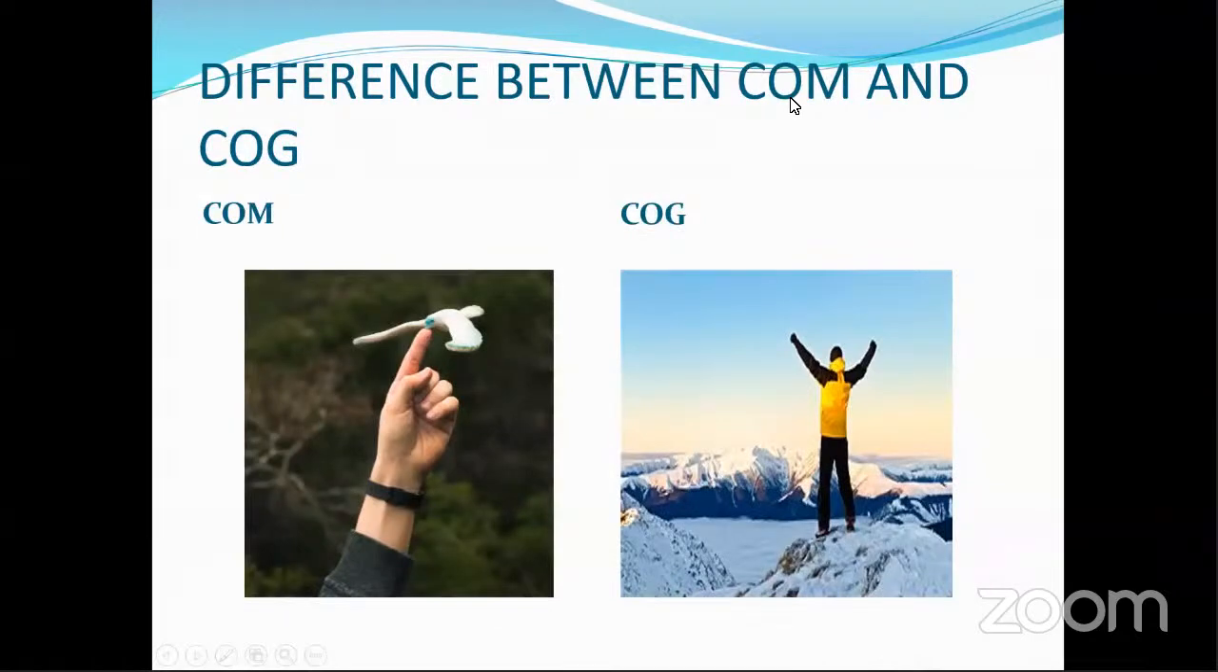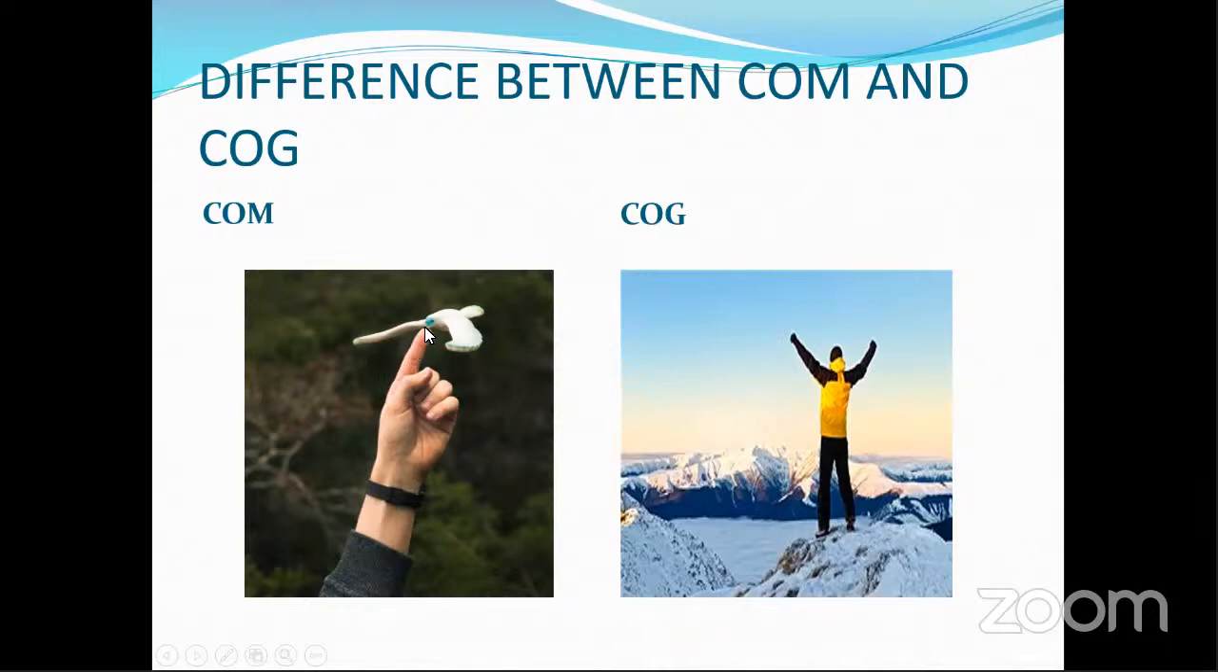Then you would have come across two words, namely center of mass and center of gravity. But there is a difference, because center of mass is that place where the entire mass of an object is supposed to be concentrated. But center of gravity is that place where the entire weight of an object is supposed to be concentrated. So center of mass is that point on a surface. If I do any operation, it will be applied to the whole of the object.